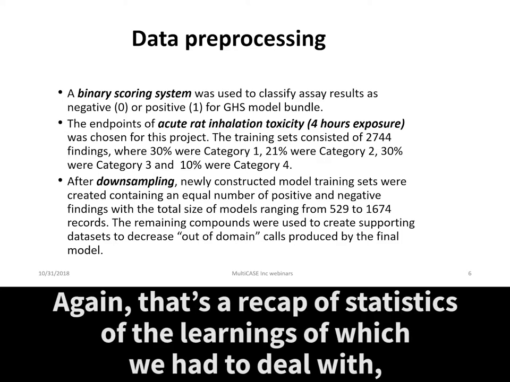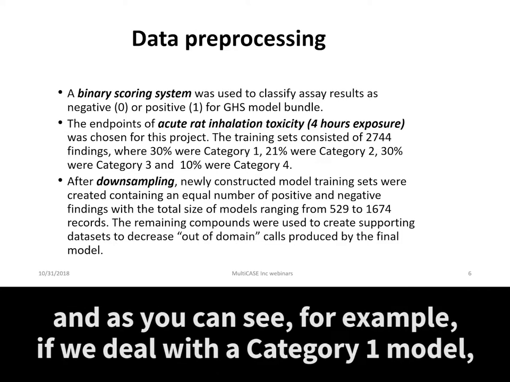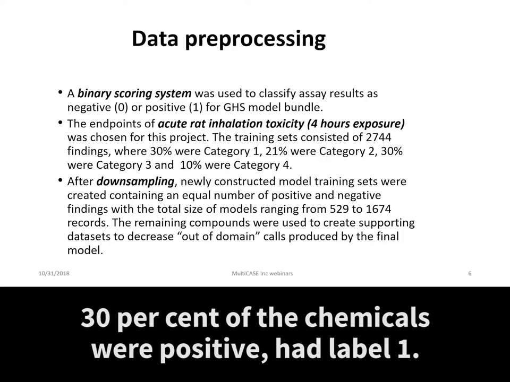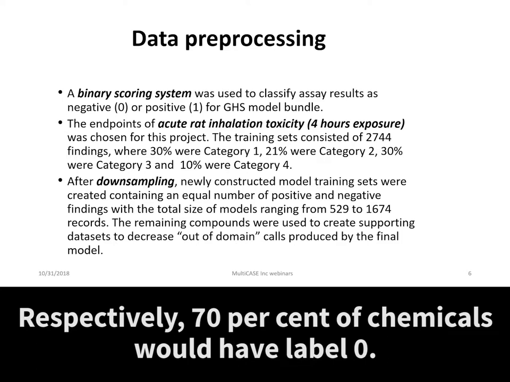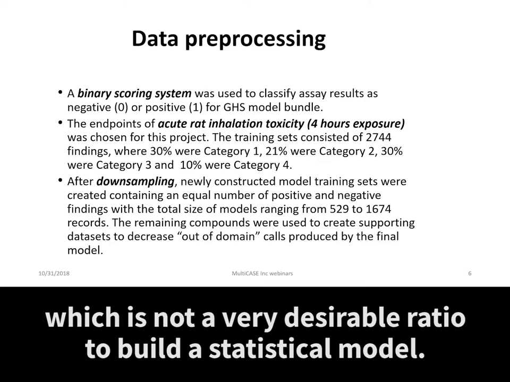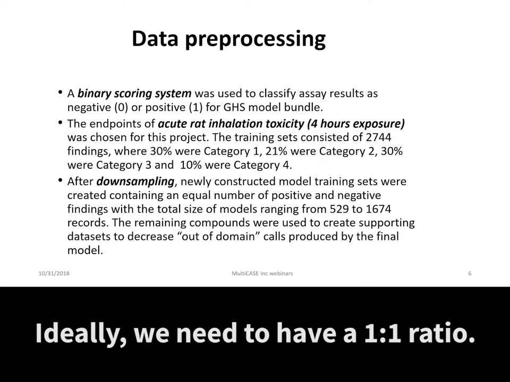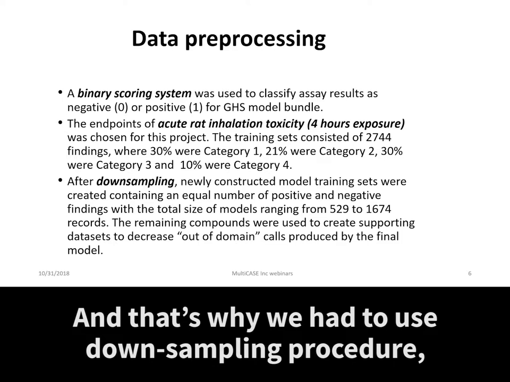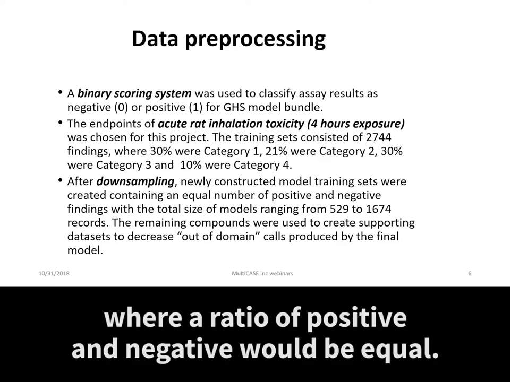Again, that's a recap of statistics of the learning set which we had to deal with. As you can see, for example, if we deal with a category 1 model, 30% of the chemicals were positive, had label 1. Respectively, 70% of chemicals would have label 0. So we have a 3-7 ratio of positive to negative, which is not a very desirable ratio to build a statistical model. Ideally, we need to have a 1-1 ratio. And that's why we had to use a downsampling procedure where the ratio of positive and negative would be equal.